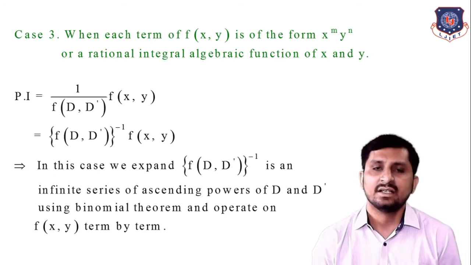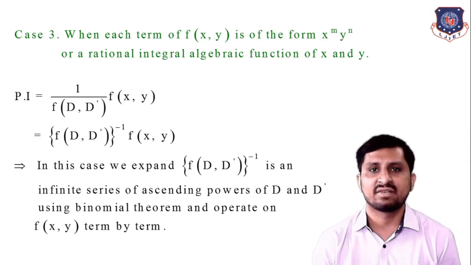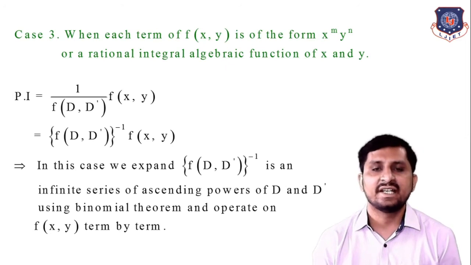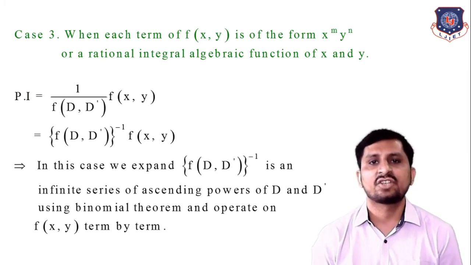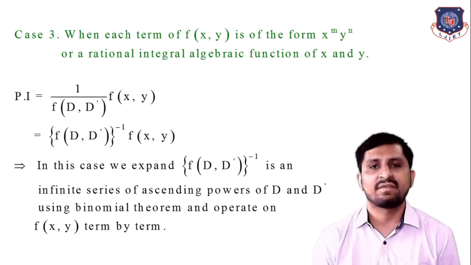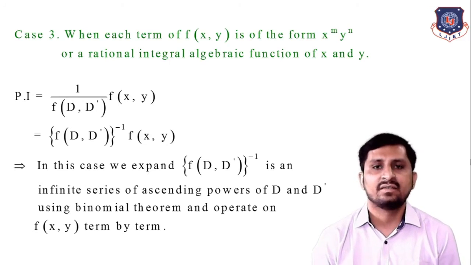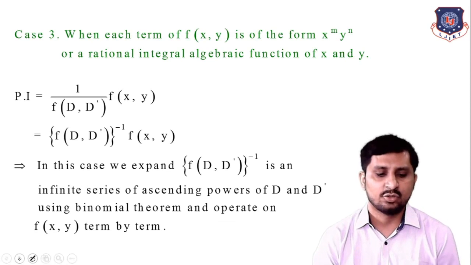In case 3, your particular integral is 1 upon f of D dash into f of xy, where f of xy is a polynomial. So first of all, you convert 1 upon f of D dash into the form 1 upon 1 plus x or 1 upon 1 minus x, where x is nothing but your function of D dash. And for that you have to apply the binomial formula.